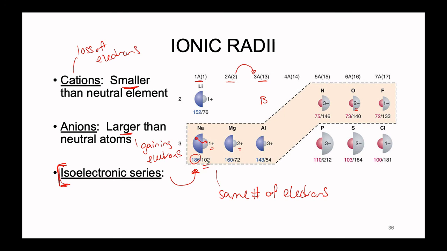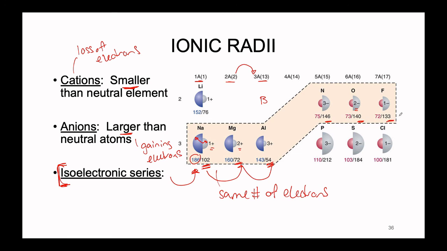This becomes flipped when we look at the ionic size. So we can see that sodium with a +1 charge starts with a radius of 102 picometers. By the time we move to magnesium, we can see there's a size of 72 picometers and then a size of 54. Contrast this with the elements that have the negative charges, these anions, where the radii here are 146, 140, and 133.